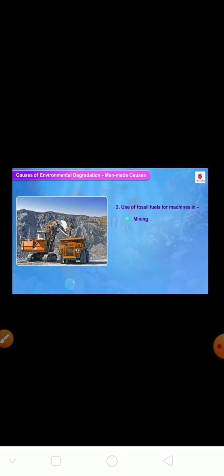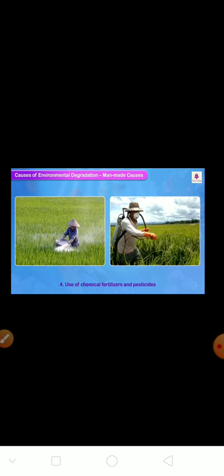Use of fossil fuels for machines in mining, agriculture, manufacturing processes, transport. Next, see here, use of chemicals, fertilizers and pesticides. Here man is using chemicals in the field, fertilizers and pesticides. Increasing population leads to over exploitation of natural resources. So these are all man-made causes.